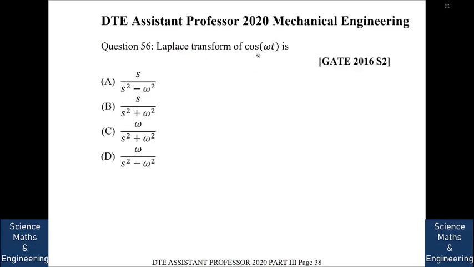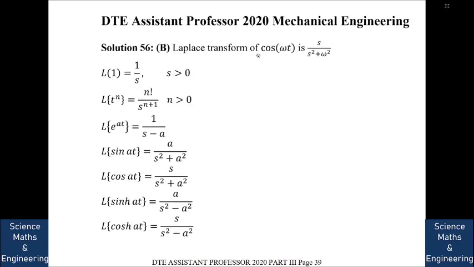Next question. Laplace transform of cos omega t is, the answer is s by s square plus omega square. So I have given the Laplace transform of some of these basic functions. So Laplace of 1 is 1 by s. Similarly, you can see that Laplace of cos at is s by s square plus a square. So our cos omega t would be s by s square plus omega square.